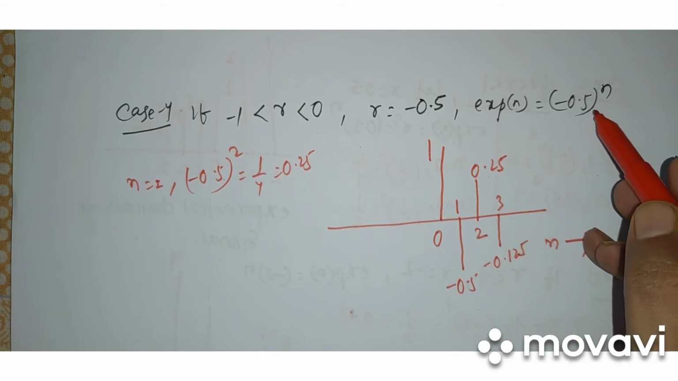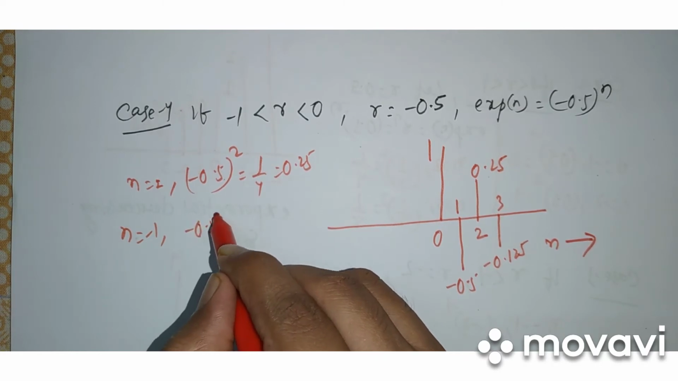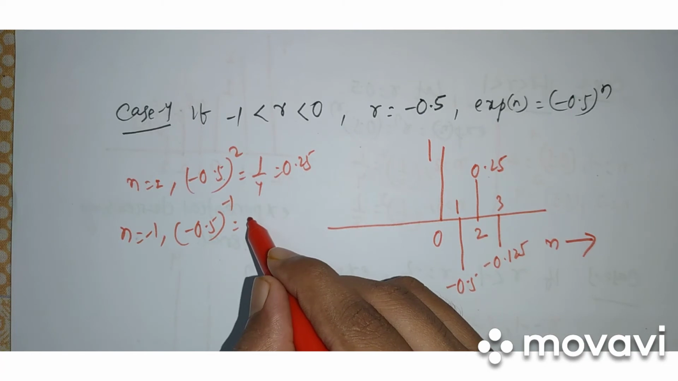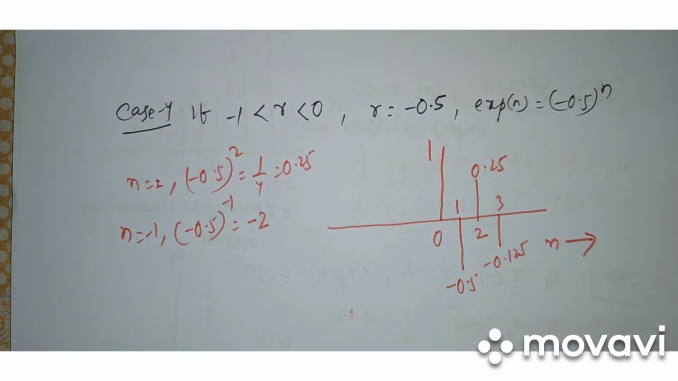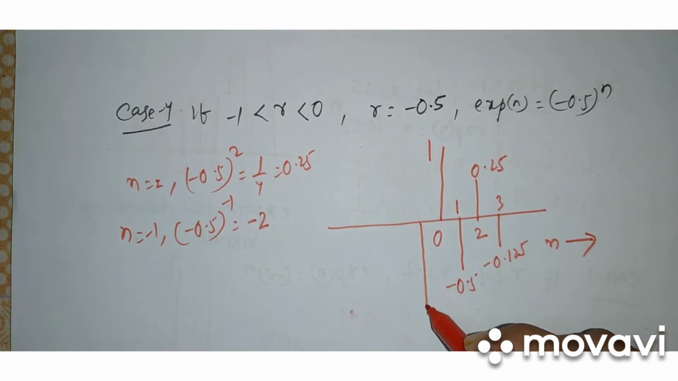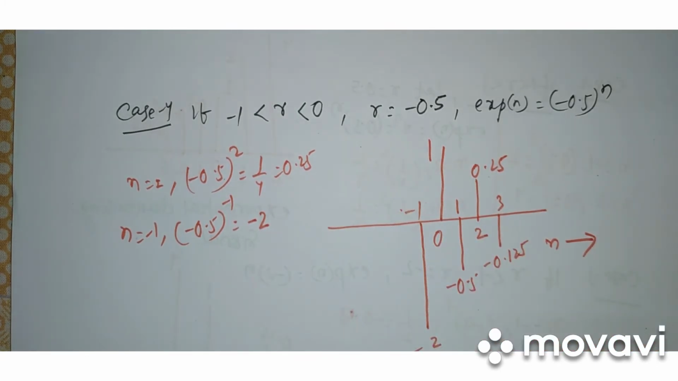Similarly, on the left hand side, when n equals minus 1, how much will you get? It is minus 0.5 to the power minus 1. How much is that? Anyone? It is minus 2. Correct? Okay, so it is minus 2 when n is minus 1.